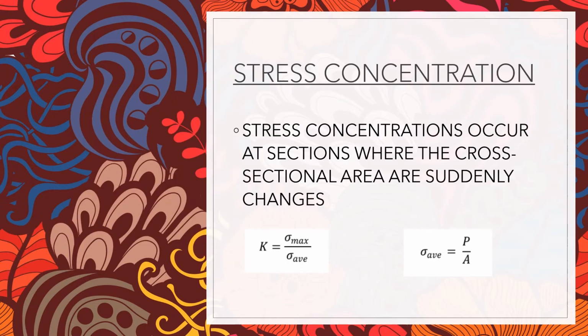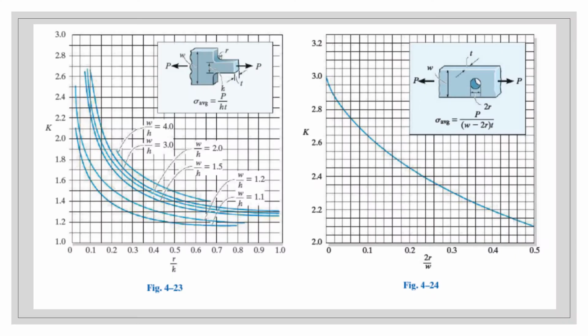I'm going to discuss stress concentration. Stress concentrations occur at sections where the cross-sectional area suddenly changes. We're going to use two formulas. K is equal to sigma maximum over sigma average. And to find the value of sigma average, we could use force P over cross-sectional area A.